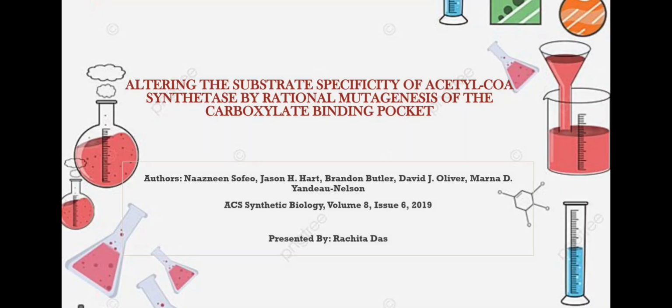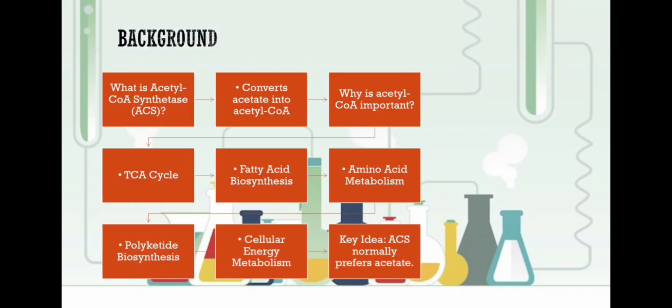Altering the Substrate Specificity of Acetyl-CoA Synthetase by Rational Mutagenesis of the Carboxylate Binding Pocket by Sophil and colleagues, published in ACS Synthetic Biology in 2019. This study investigates whether scientists can redesign an enzyme so that it can recognize different substrates than it naturally does. Specifically, the researchers attempted to modify acetyl-CoA synthetase, or ACS, to utilize larger carboxylate molecules. So let's go into the background before we get into the real study.